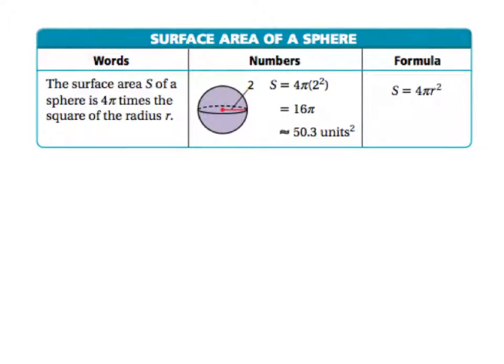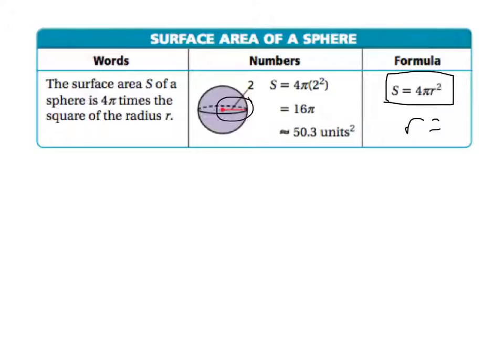The next equation that we need to know is the surface area of a sphere. For the surface area of a sphere, all we need to know is 4 pi r squared. So all we need to know again is the radius. It's very similar to our volume equation, so be careful.